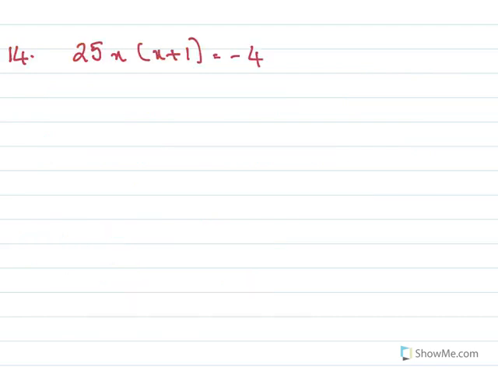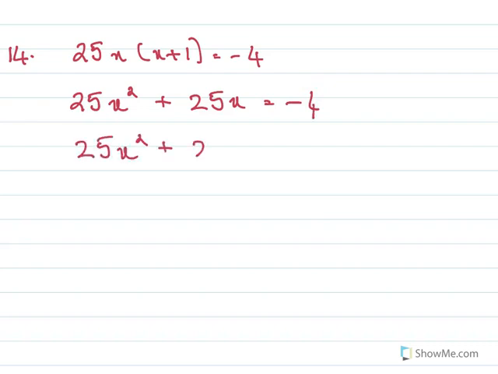For the 14th, first let's open the brackets. So I'll multiply this. So you have 25x square plus 25x equal to minus 4. The minus 4 I take on the other side. So it will be 25x square plus 25x plus 4 equal to 0.